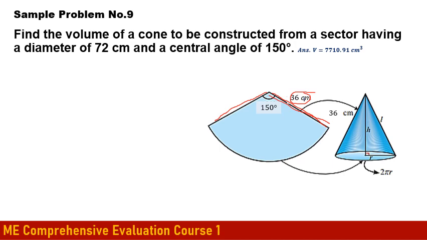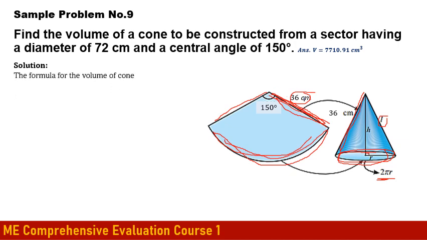If you examine this side here, this radius now will become the slant height, this L here. And this arc part here will become the circumference of the base of this cone, which is equal to 2 pi r. So this arc length of this sector would become the 2 pi r. We will use that in analyzing this cone.